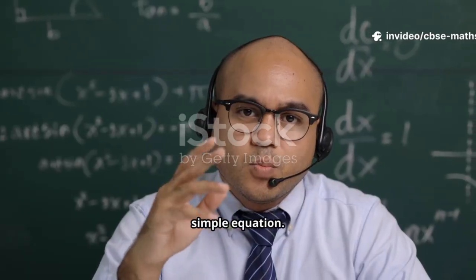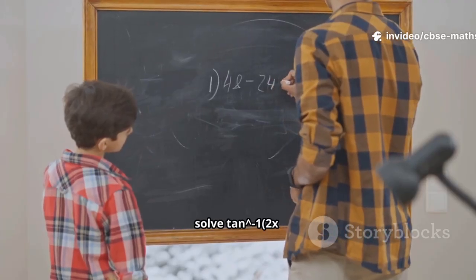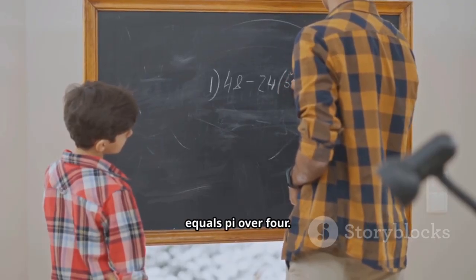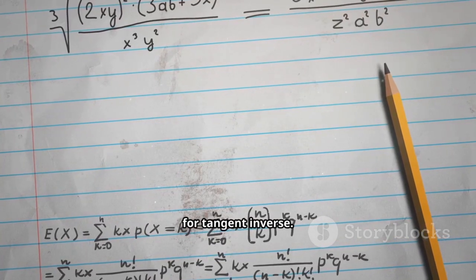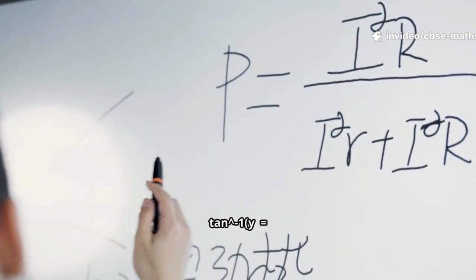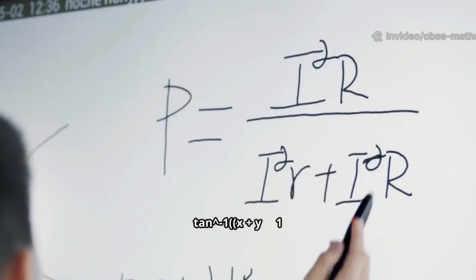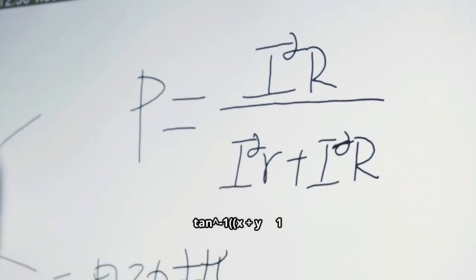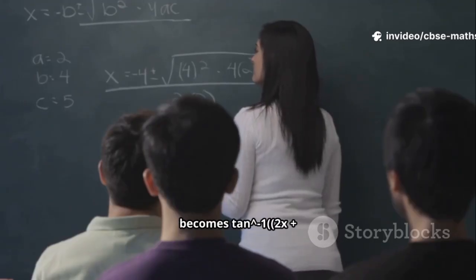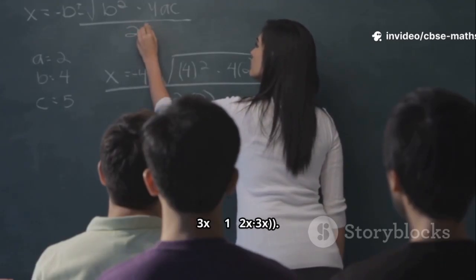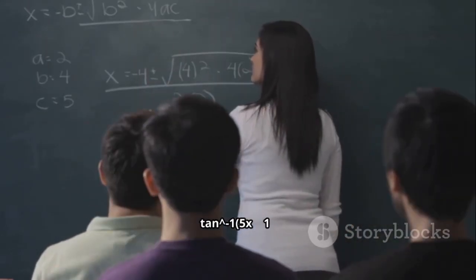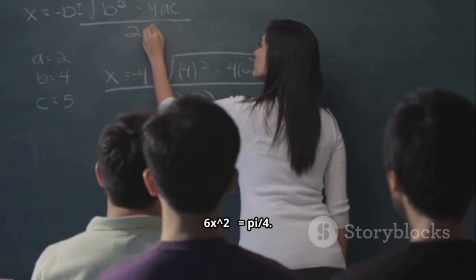Let's try solving a simple equation. Suppose we have to solve tan^-1 2x + tan^-1 3x = pi/4. This looks like a perfect candidate for the sum formula for tangent inverse. Applying the formula, tan^-1 x + tan^-1 y = tan^-1 of (x + y)/(1 - xy). Here our x is 2x and our y is 3x. So the left side becomes tan^-1 of (2x + 3x)/(1 - 2x·3x). This simplifies to tan^-1 of 5x/(1 - 6x squared) equals pi/4.